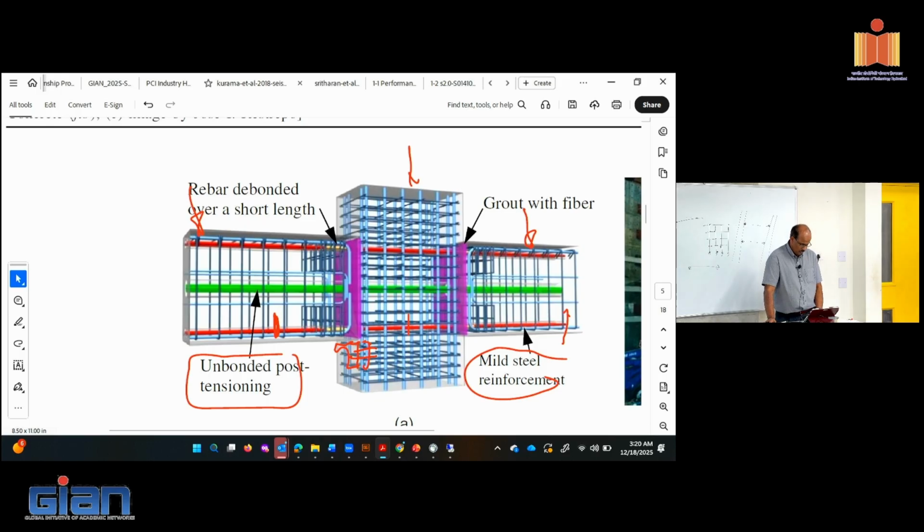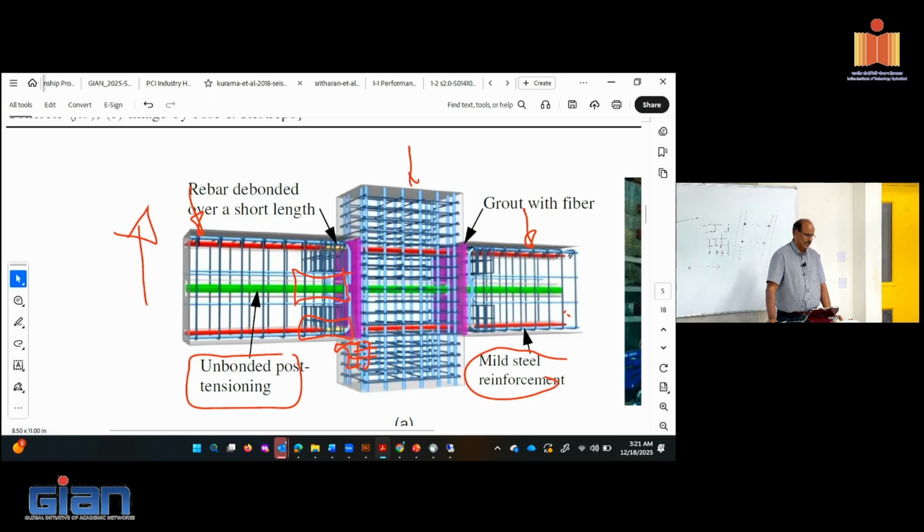So when you apply the moment, let's say if you move this beam, basically, tension develops here in the rebar and tension could potentially develop on top of the initial pre-stressing. Those two components will resist the moment.